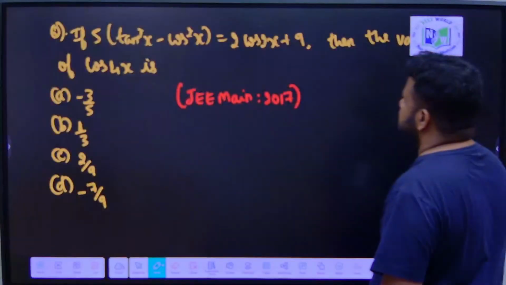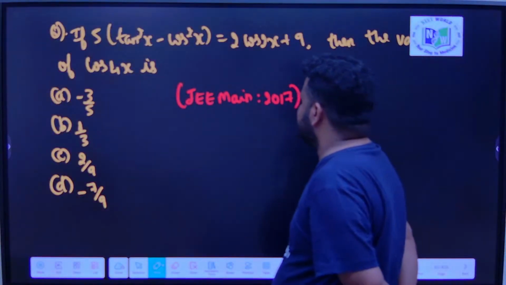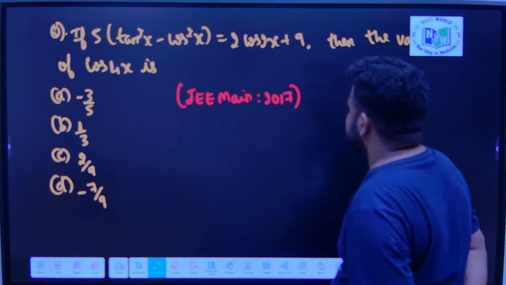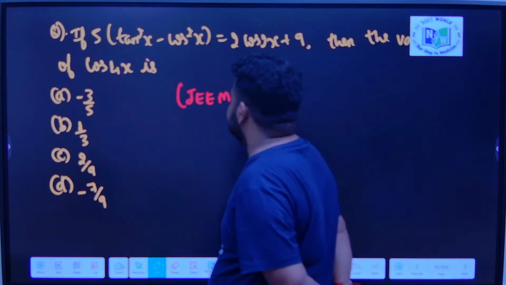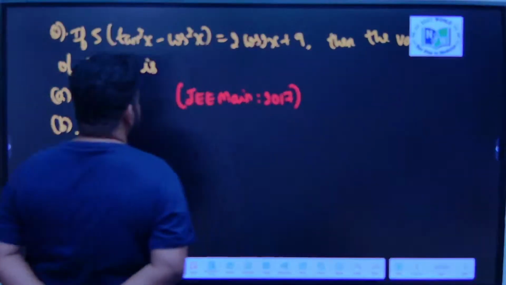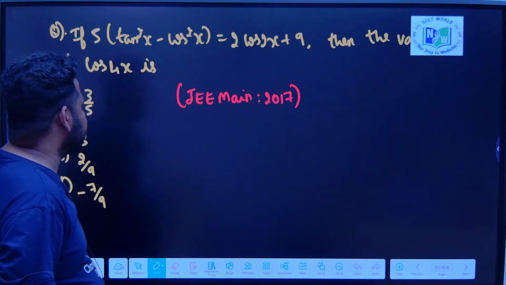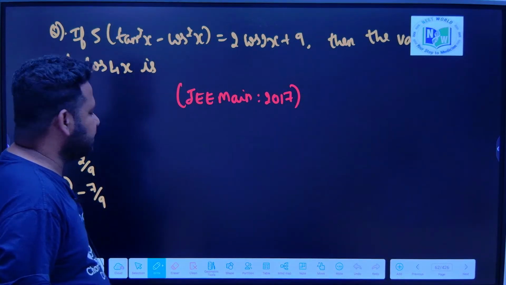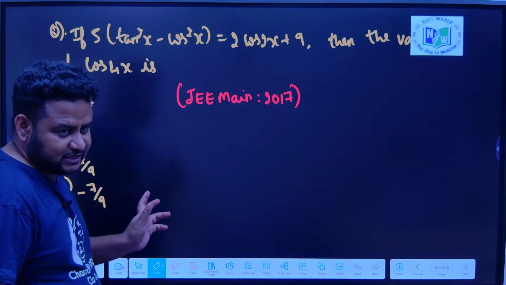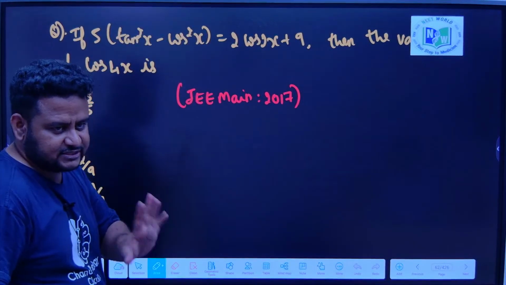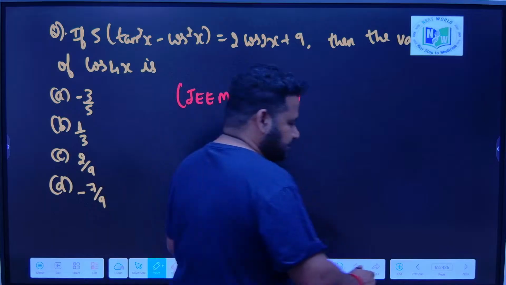Okay. So this is a question on cos 4x. They have given 5 times (tan square x minus cos square x) is equal to 2 cos 2x plus 9. Then the value of cos 4x they are asking. This is a little complex, but it's a simple question, though calculative. But before this, we will go to some other question and come back.